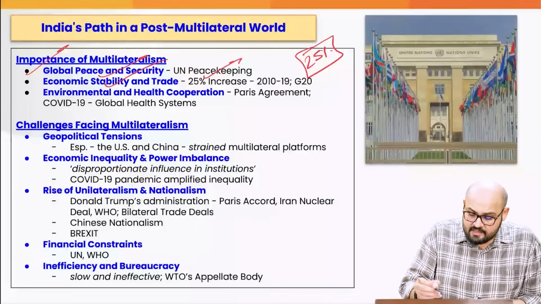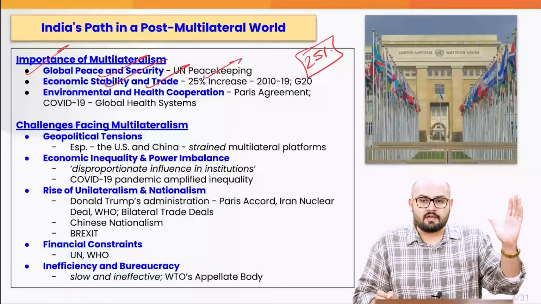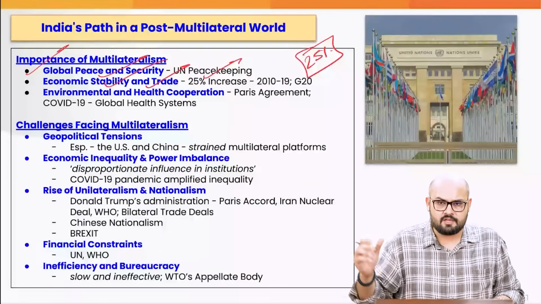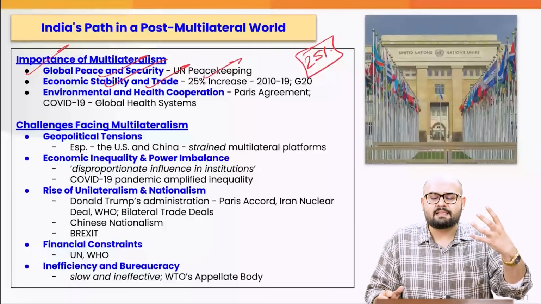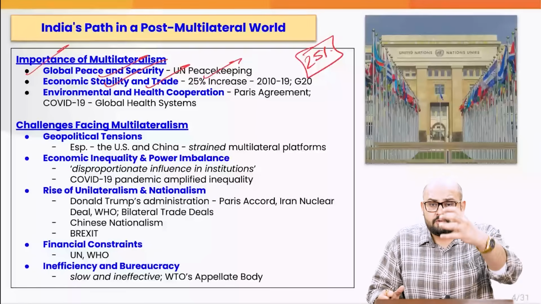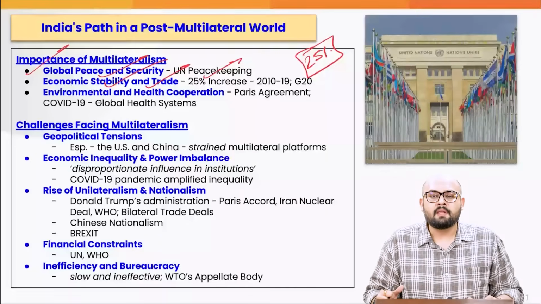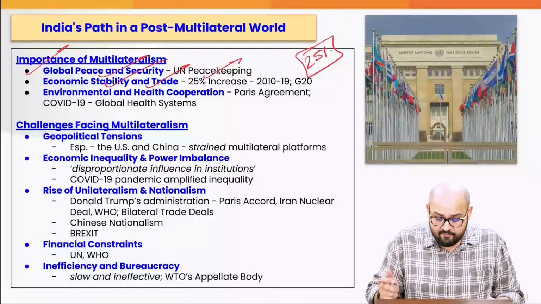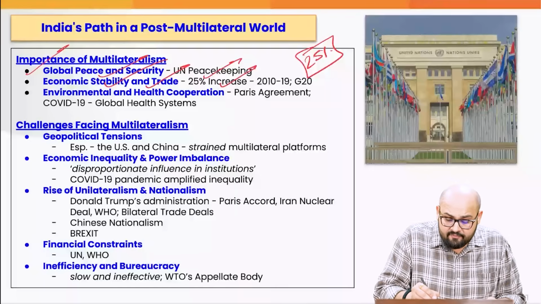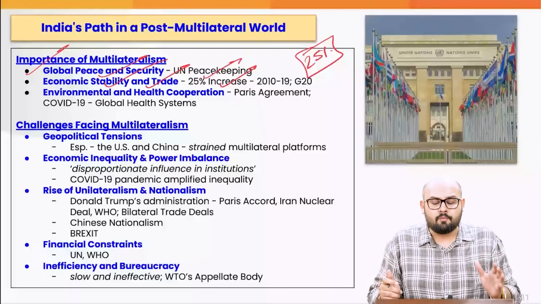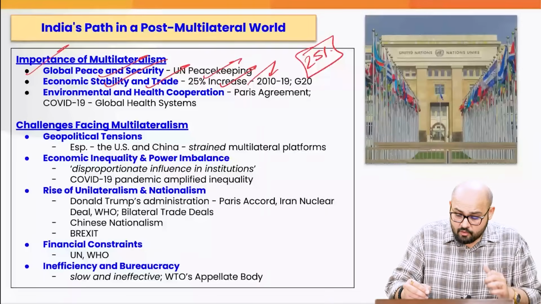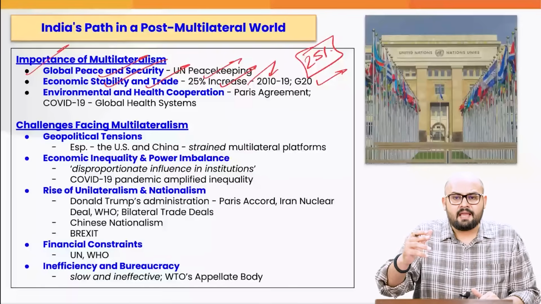Next, we have economic stability and trade. General Agreement on Trade and Tariffs and its revamped version, the World Trade Organization, has, to a great extent, reduced the trade barriers among different countries. And according to the WTO report itself, this has led to an almost 25% increase in the overall trade volume from 2010 to 2019, right? Also, we have G20. G20 has been coming together.